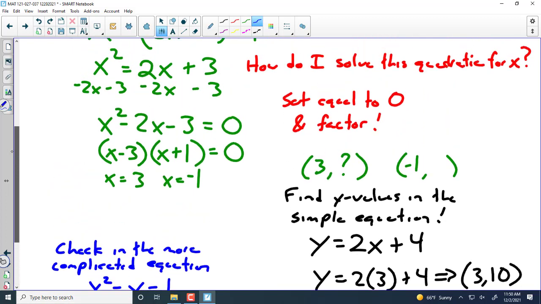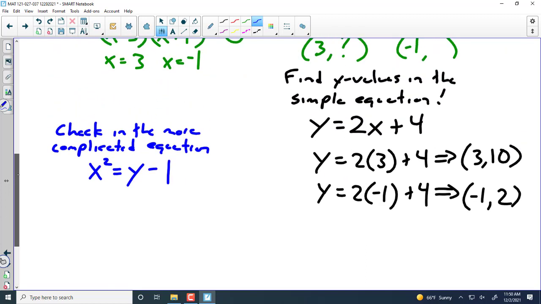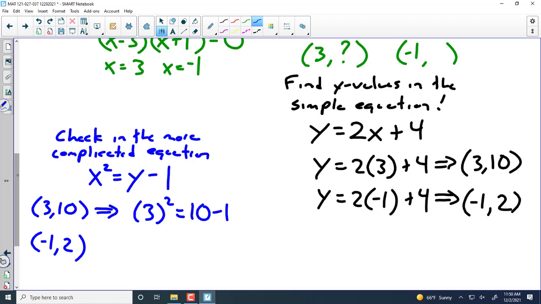So we found our x values through substitution. We plug the x values into the simpler equation to get the y values that go with them. Now we have our two answers. Now we check them in the more complicated equation. So we check 3, 10, and we check -1, 2 to make sure they work. We make sure that 3 squared equals 10 minus 1, and we make sure that -1 squared equals 2 minus 1. Are those both true? 9 equals 10 minus 1, and 1 equals 2 minus 1. So when all the dust settles, these are our final answers.